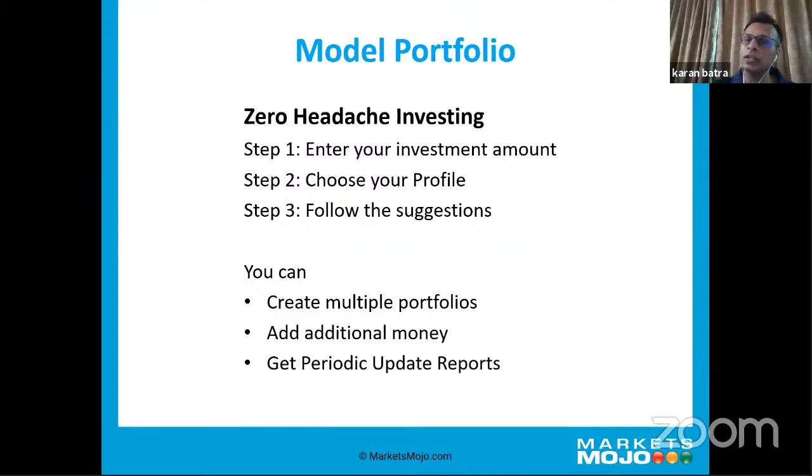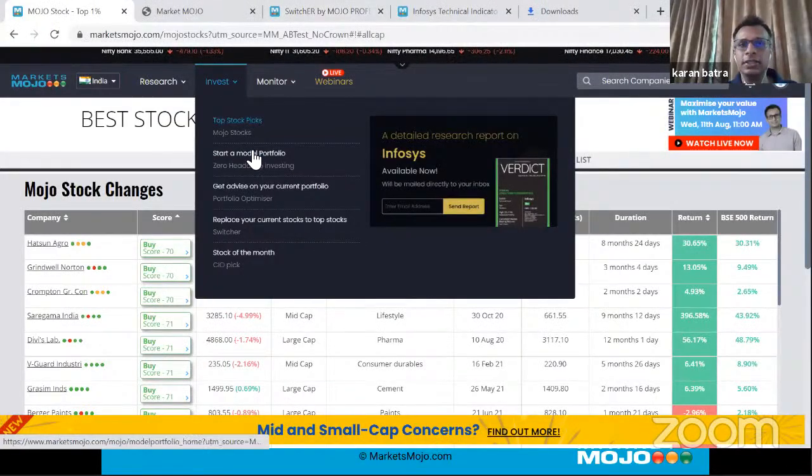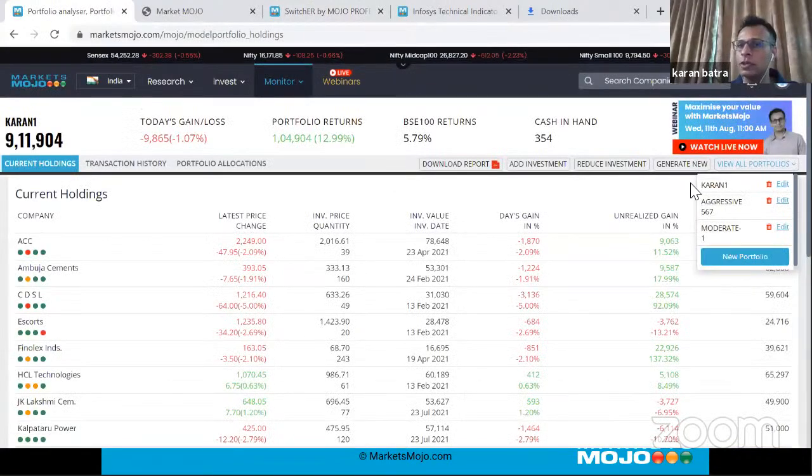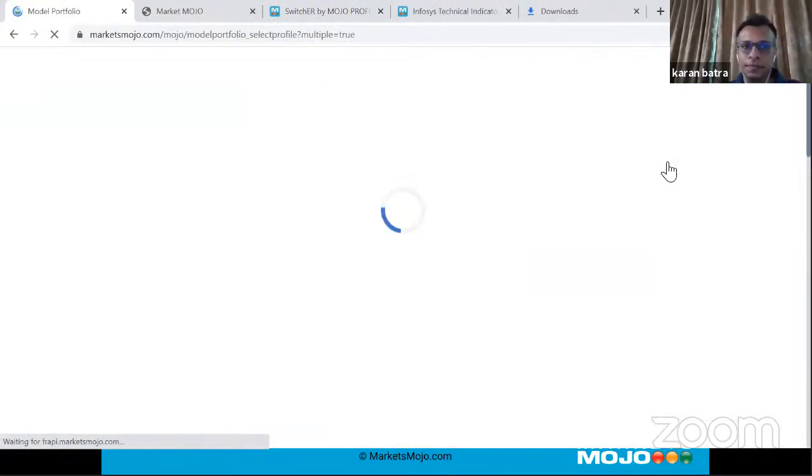Another way is the model portfolio. Model portfolio is what we call zero headache investing. So you put the amount, select the profile, and then we start managing it for you. So you can go to invest, start a model portfolio. Again, here you can create up to 5 model portfolios. Let me generate a new portfolio.